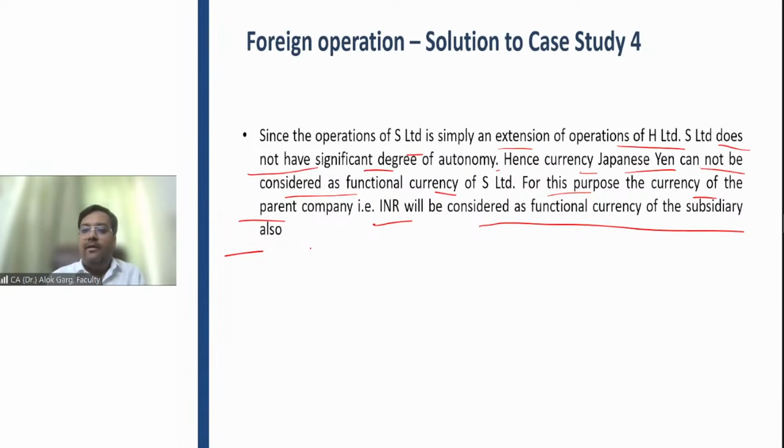Sir, S Limited is formed in Japan, and you are saying they will have a functional currency of INR, but S Limited is a separate legal entity. I'm not saying legal means not illegal. Legal entity means it has its own obligations. S Limited is formed in Japan and is a separate legal entity. They have to file the financial statements in Japan. They have to file the income tax return in Japan. So friends, in this case, Japanese yen will be the presentation currency of S Limited. Functional currency will still remain INR for this Japanese entity.